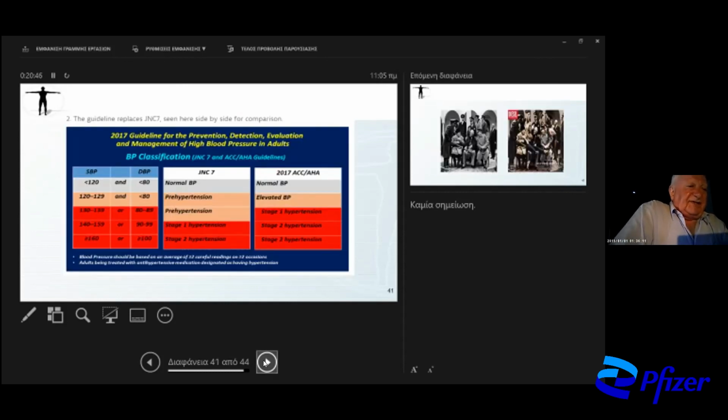Now, if you compare the JNC7 or the 2017 ACC American Heart Guidelines, the definitions of blood pressure, although different in the US recommendations and the European, if you look at the American recommendations, those are identical with those that were known 100 years ago.